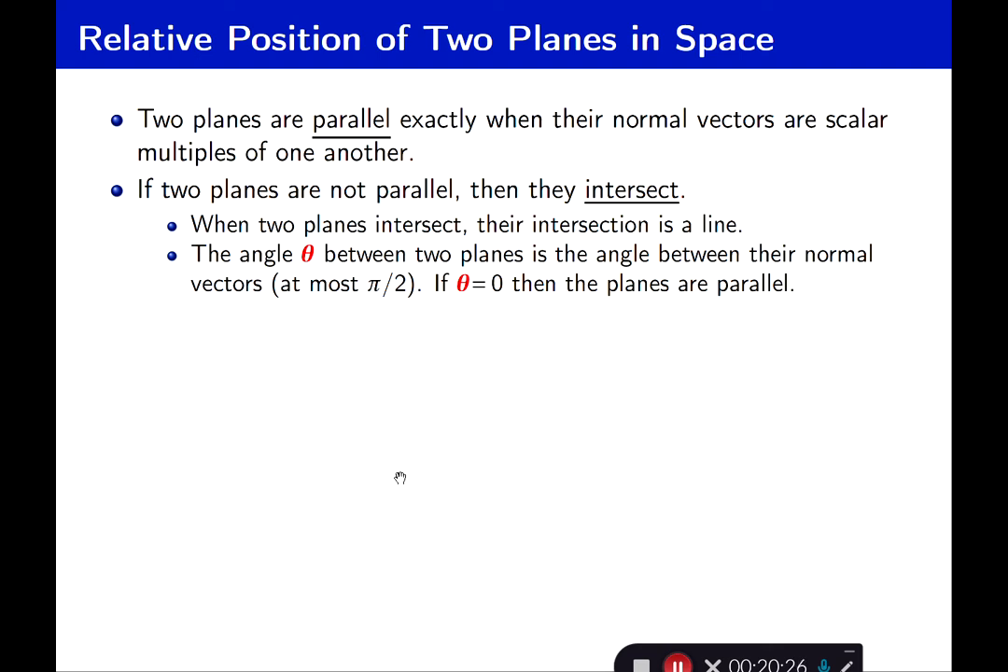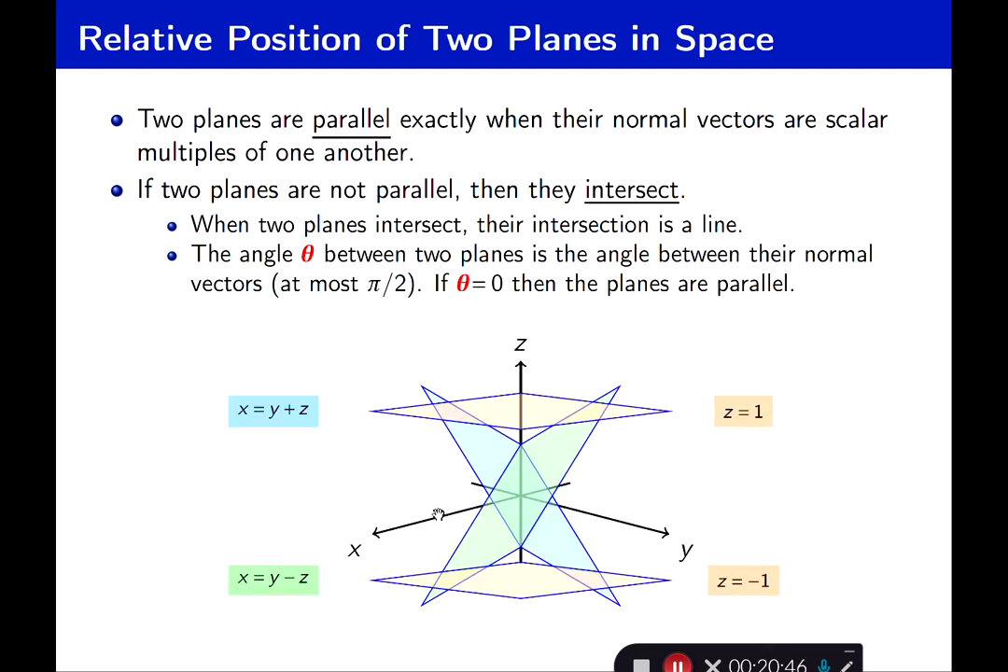When two planes intersect, their intersection is a line, and the angle theta between the planes is the angle between their normal vectors, and it can be at most pi/2. If theta is equal to 0, then the planes are parallel. And so here are some pictures.